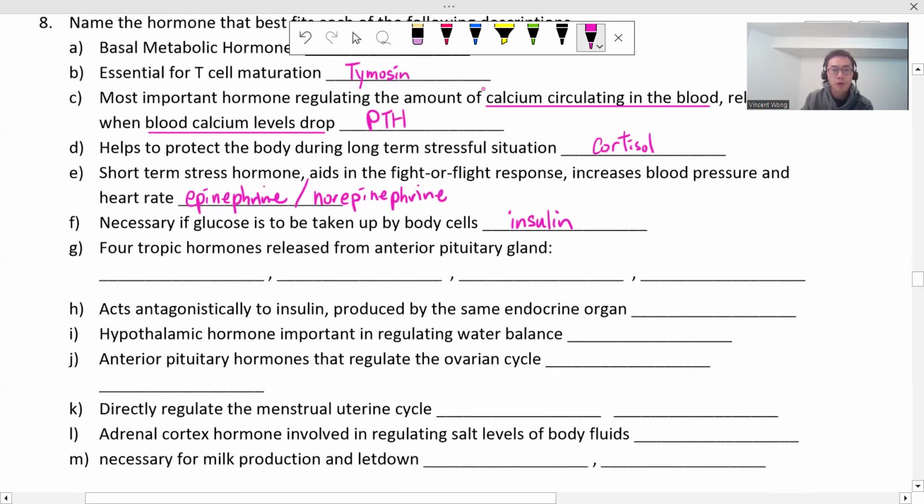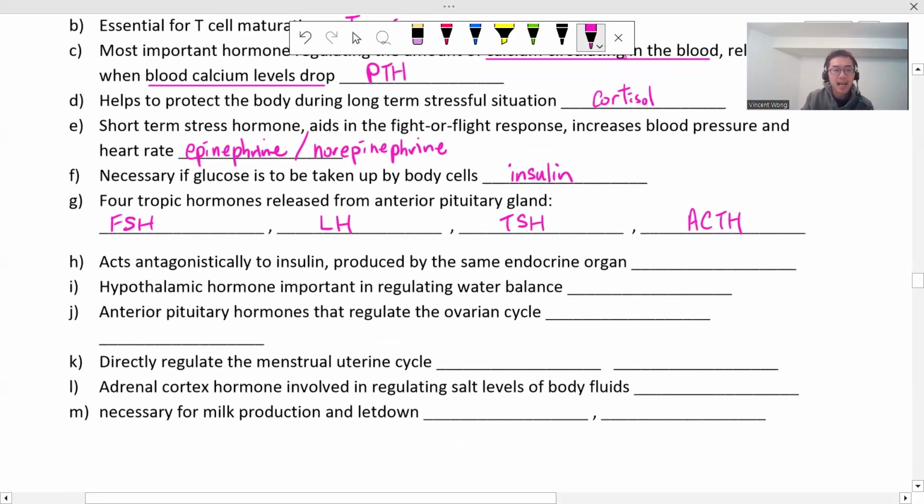Next, we have 4 tropic hormones released from the anterior pituitary gland. These are hormones that target another endocrine gland, such as FSH and LH. They target the gonads, testicles and ovaries. We have TSH that targets the thyroid, and the one that I always have trouble with, ACTH, which acts on the adrenal cortex, which then releases the cortisol.